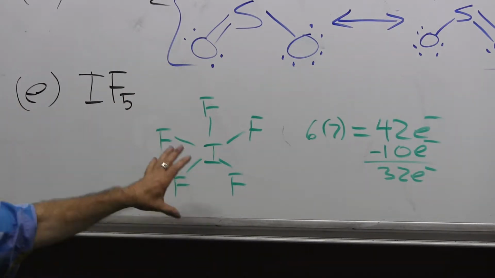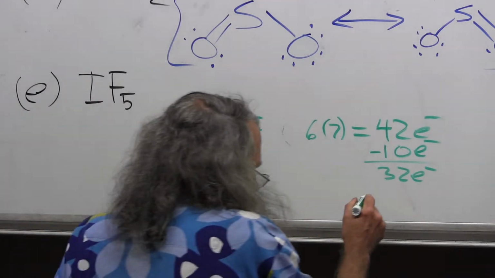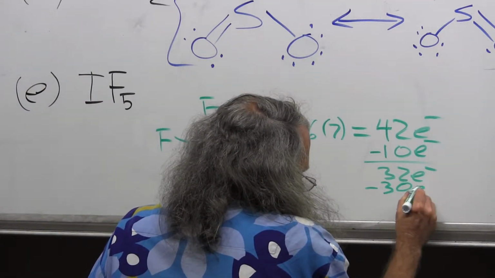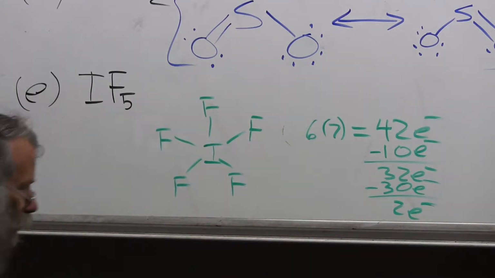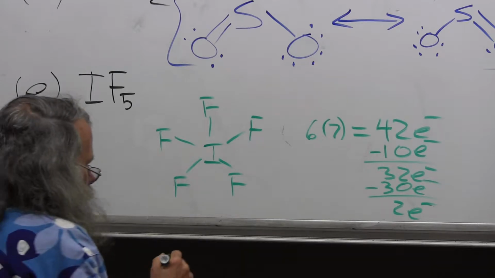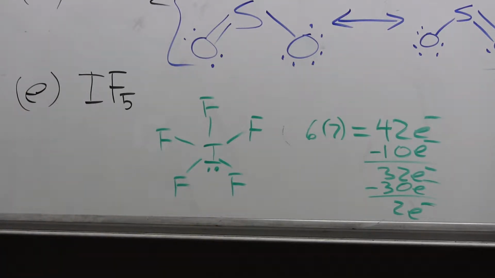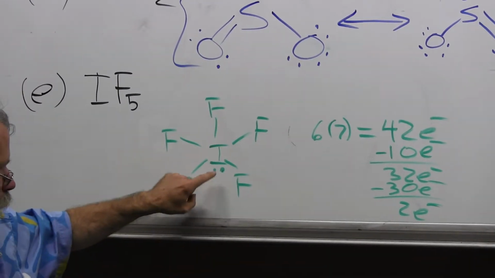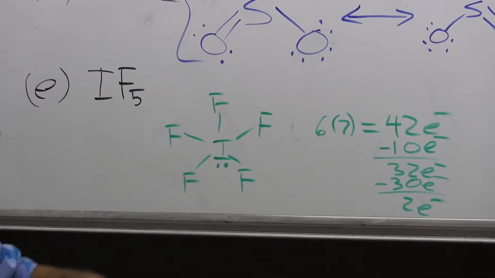So I'm not even going to bother to draw them since I'm going to erase it in a minute, but I can deduct the 30 here. And I have 2 electrons remaining. That's what I needed to do this for. I'm going to place those on the central atom. So I'm going to end up with a structure that has 1 lone pair on the central atom, which I can now draw.